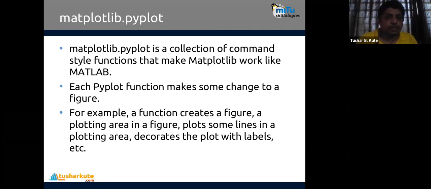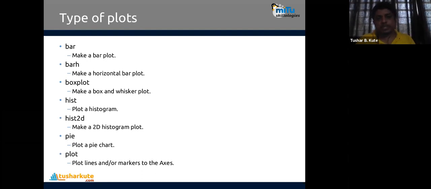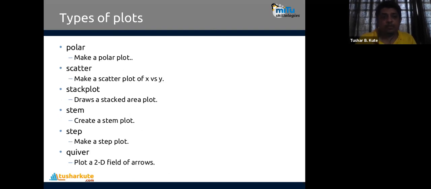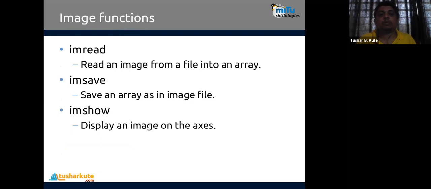Matplotlib.pyplot. Under it, many different kinds of plots are possible. You can just check out the names of them: bar, horizontal bar, box plot, histogram, 2D histogram, pie chart, plot meaning line plot, polar plot, scatter plot, stack plot, step plot, quiver plot, and so on. Many are there. Out of it, 6 to 7 graphs and their internal abilities I'll show you here.